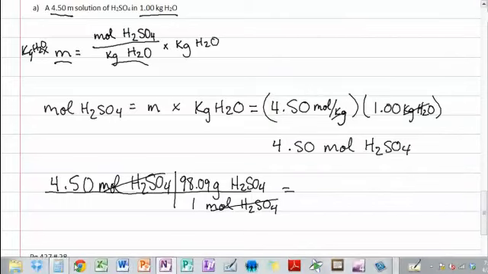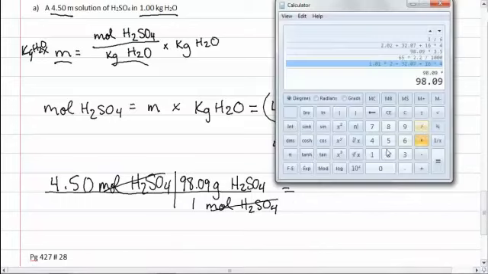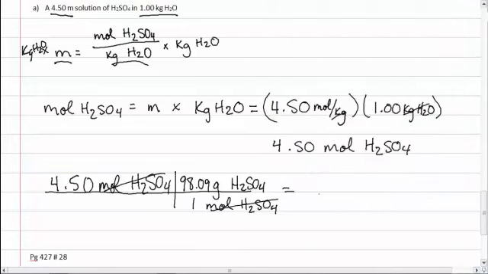I multiply my molar mass by the number of moles I have, and I get an answer of 441.405 grams sulfuric acid. My starting values were both 3 significant figures, so I'm going to only take 3 significant figures here, so I'm going to have 441 grams of H2SO4.